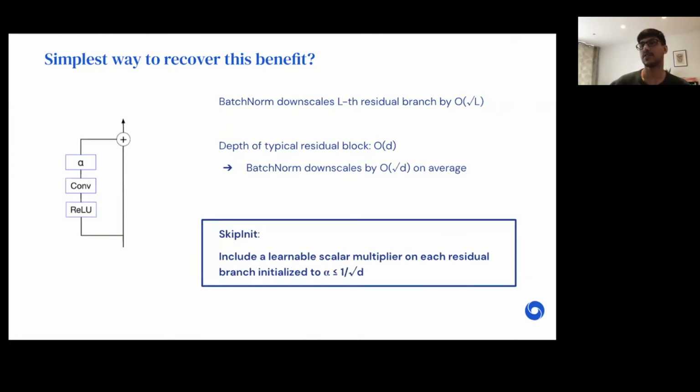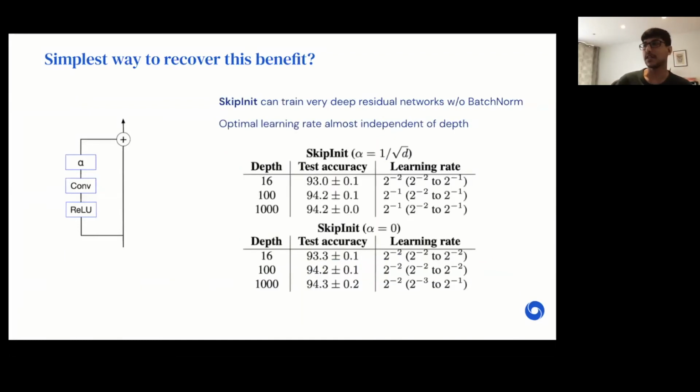So the simplest way to recover this benefit would be to add a learnable scalar multiplier alpha at the end of each residual branch. Our theory predicts that so long as this alpha is initialized to a small enough value, specifically less than or equal to 1/√D, this deep unnormalized ResNet should be trainable. This simple change we call SkipInit in the paper. And indeed, we see that this is the case. Simply initializing alpha to a small enough value can help us train extremely deep networks without losing any performance.